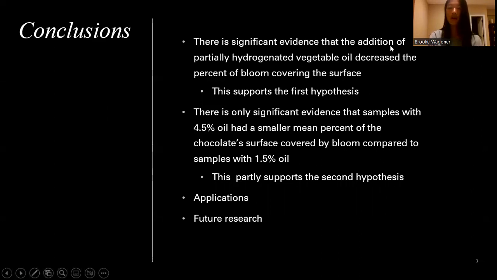So for my conclusion, I did find that there is significant evidence that the addition of partially hydrogenated vegetable oil decreases the percent of bloom covering the surface, and this supports my first hypothesis. And then there's only significant evidence that samples with 4.5% oil had a smaller mean percent of the chocolate surface covered by bloom compared to samples with 1.5% oil. As I said in the last slide, only that last interval did not contain 0. So the hypothesis only supports that one comparison.